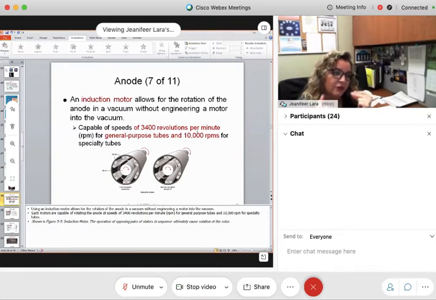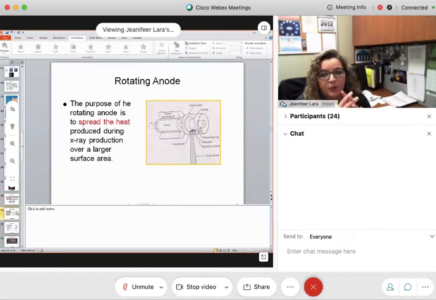Rapid exposures. So for a general purpose tube, when you walk into your rooms, you've always heard me say, look at your equipment. What equipment is in this room? What kind of exams would you do in this room? Correct? For a general purpose, it's 3,400 RPMs. That's how many times the anode is rotating. That's how many times the stator is expected to rotate the rotor. In a specialty tube, it'll last up to 10,000 RPMs.